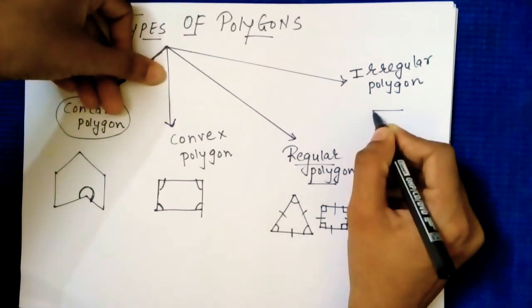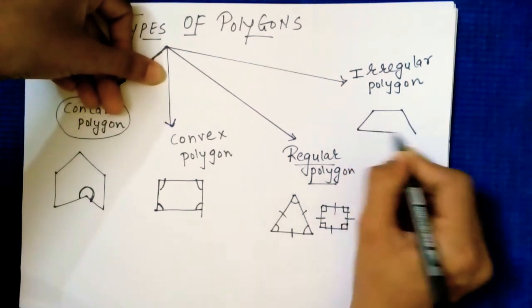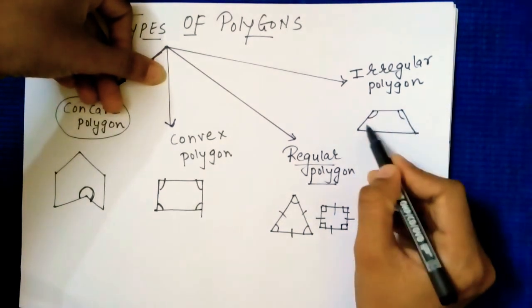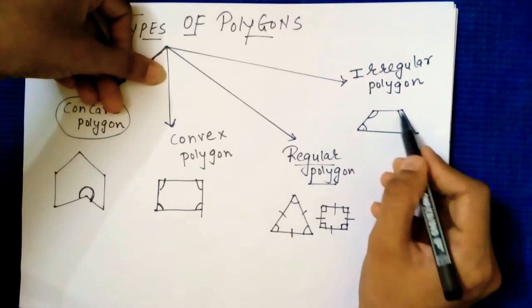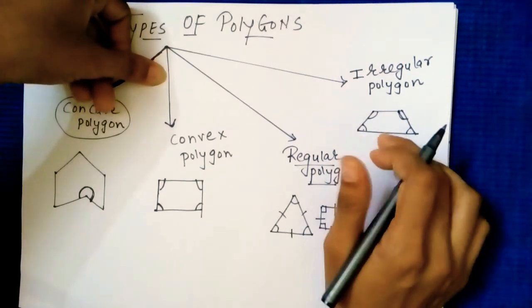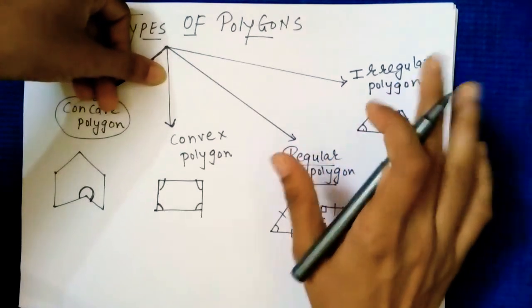For example, if I draw a trapezium, which shape is this? This is trapezium. So you can see that all the angles are not equal. Also, all the sides are not equal. So all the angles and all the sides are not equal. So this is one example of irregular polygon.